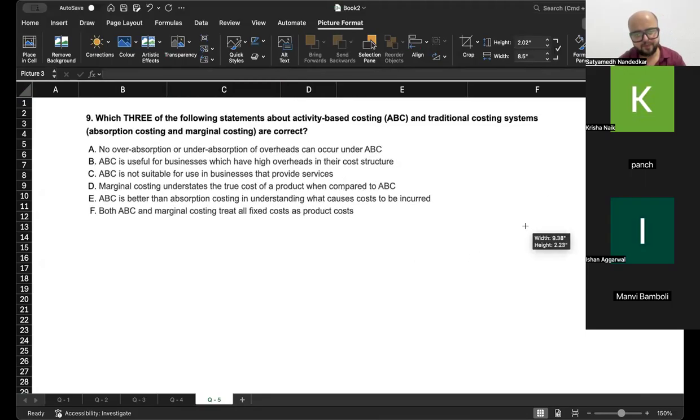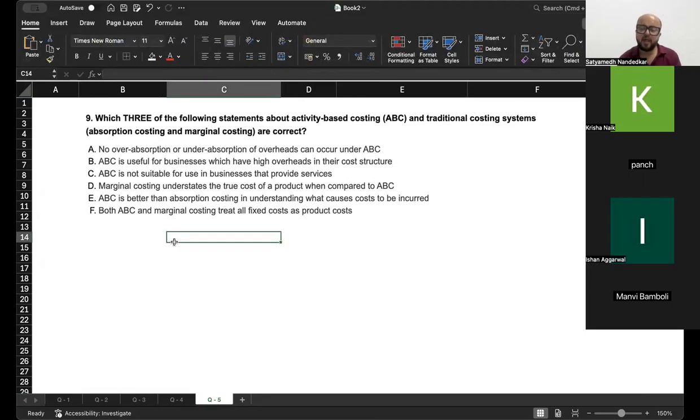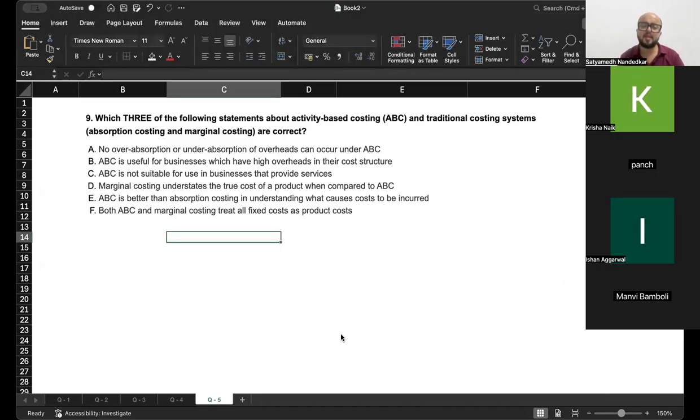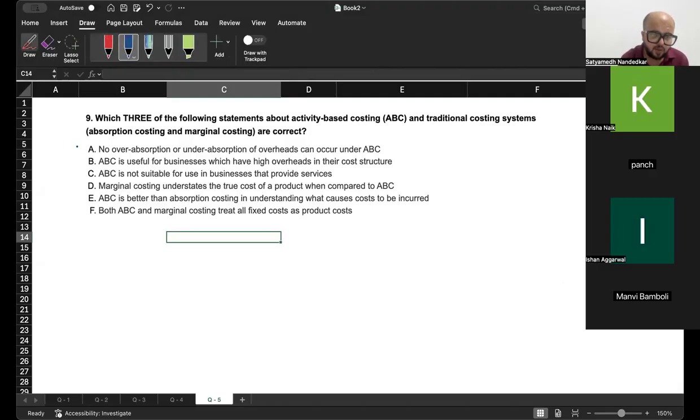Have a look at this. Which three of the following statements about activity-based costing and traditional costing systems are correct? No overabsorption or underabsorption of overheads can occur under ABC. Do you think this statement is right? Manvi, what do you think? I think statement A says that there is no overabsorption or underabsorption possible under ABC. By that, we are saying that ABC always gives 100% accurate results. The answer is no. ABC does not give you 100% accurate results.